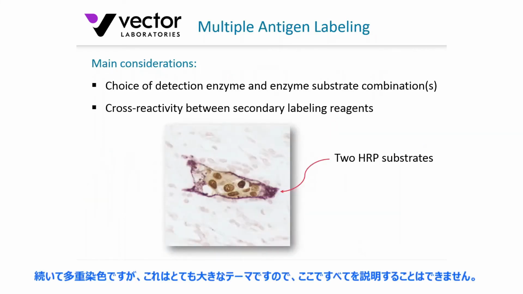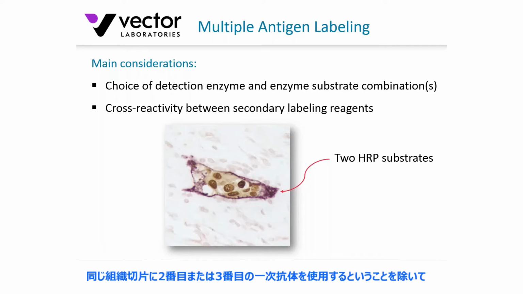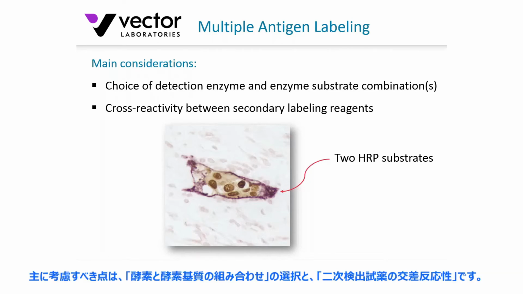All right, let's pivot a little bit now to multiple antigen labeling. This is a pretty big topic and almost a webinar in itself, which I'd probably say it is. So I can't really do it justice here, other than if you are looking to introduce a second or a third antibody on the same tissue section, the main considerations would be the choice of detection enzyme and the enzyme substrate combinations that you're hoping to use, and potential cross-reactivity between the secondary labeling reagents.